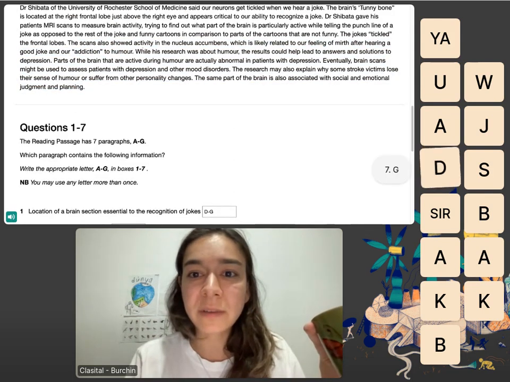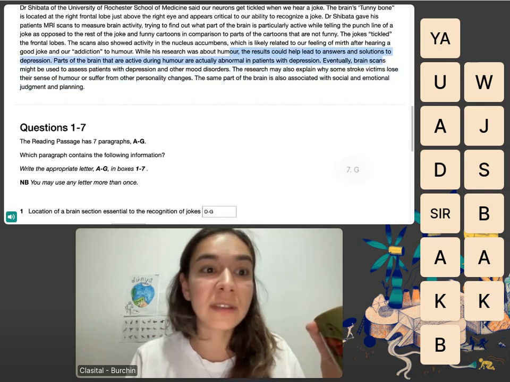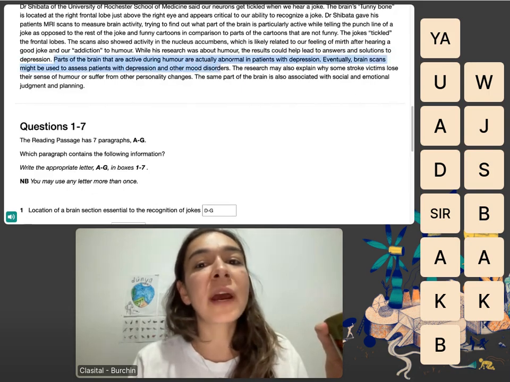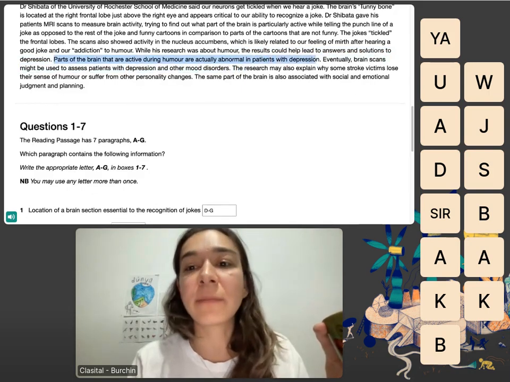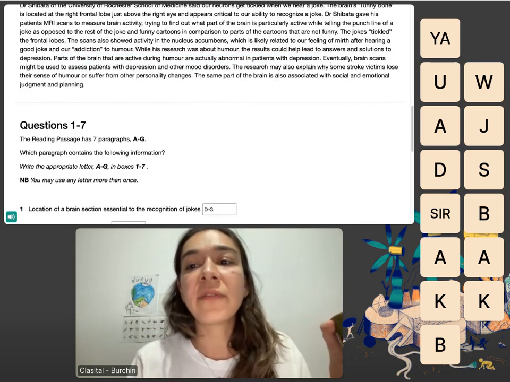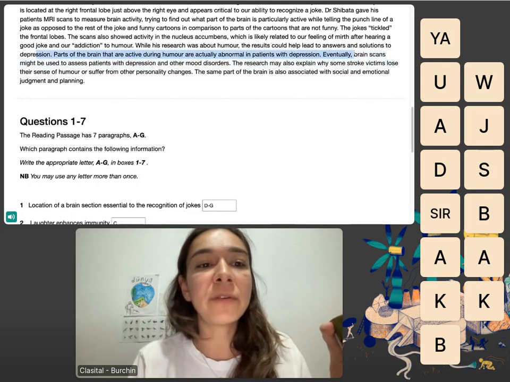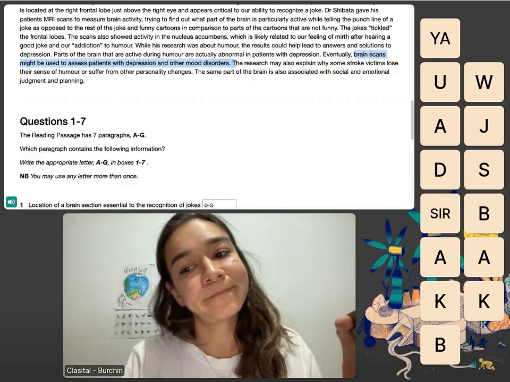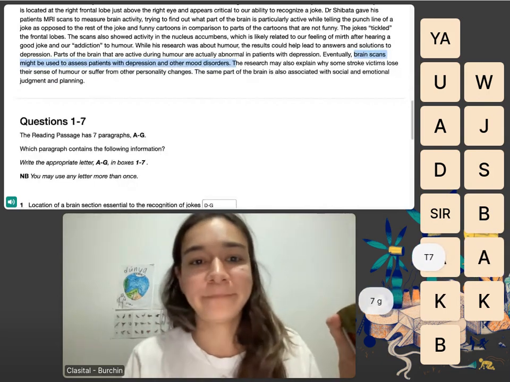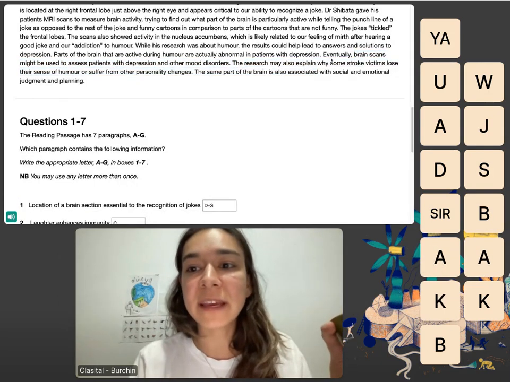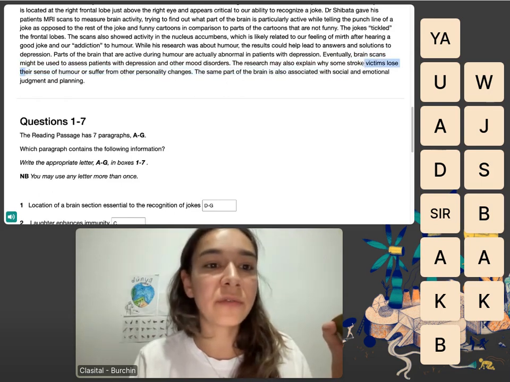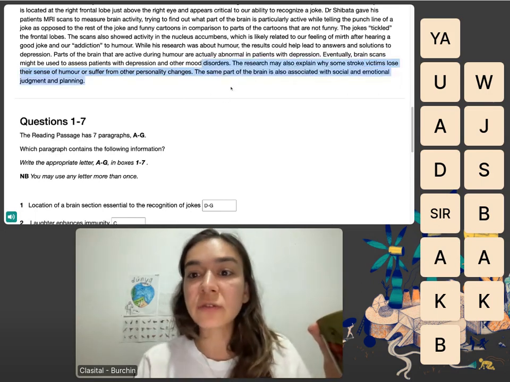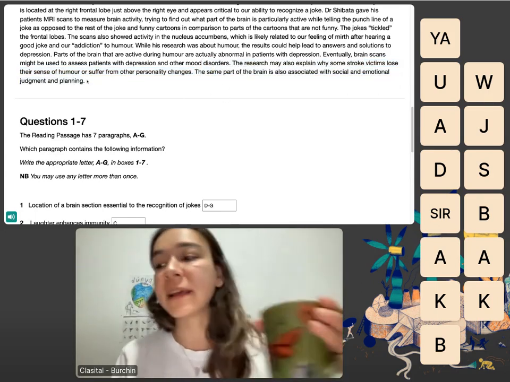While his research was about humor, the results could help lead to solutions to depression. The parts of the brain that are active during humor are actually abnormal in patients with depression. Eventually, brain scans might be used to assess patients with depression and other mood disorders. The research may also explain why some stroke victims lose their sense of humor or suffer other personality changes. The same part of the brain is also associated with social and emotional judgment and planning.